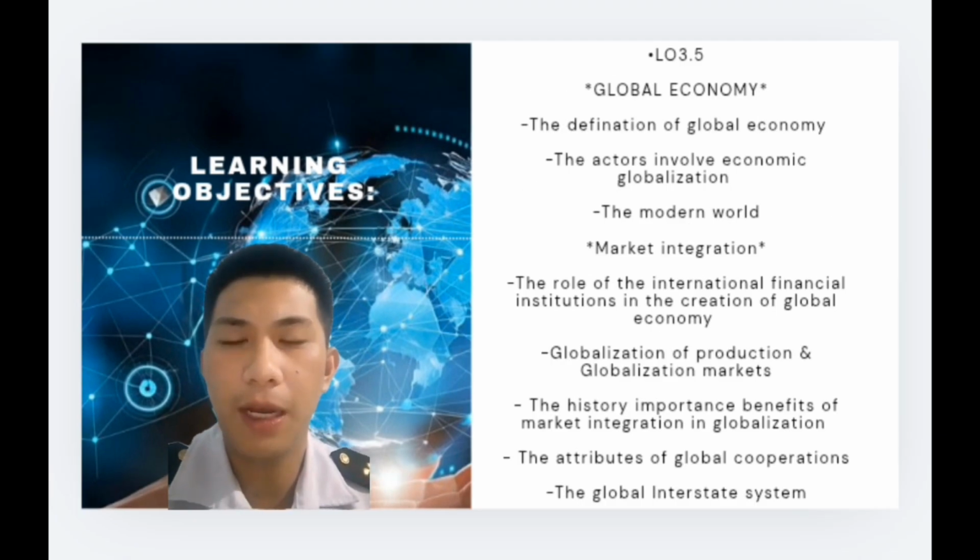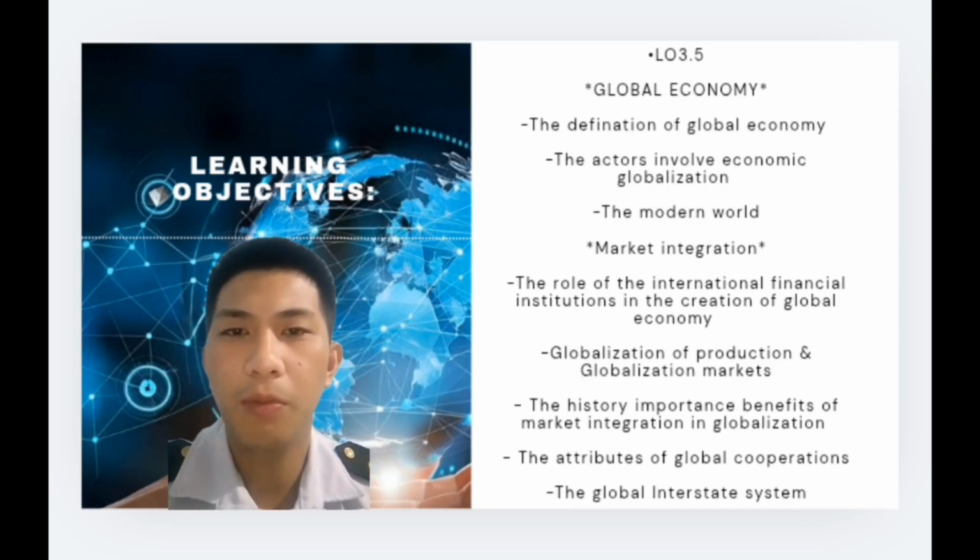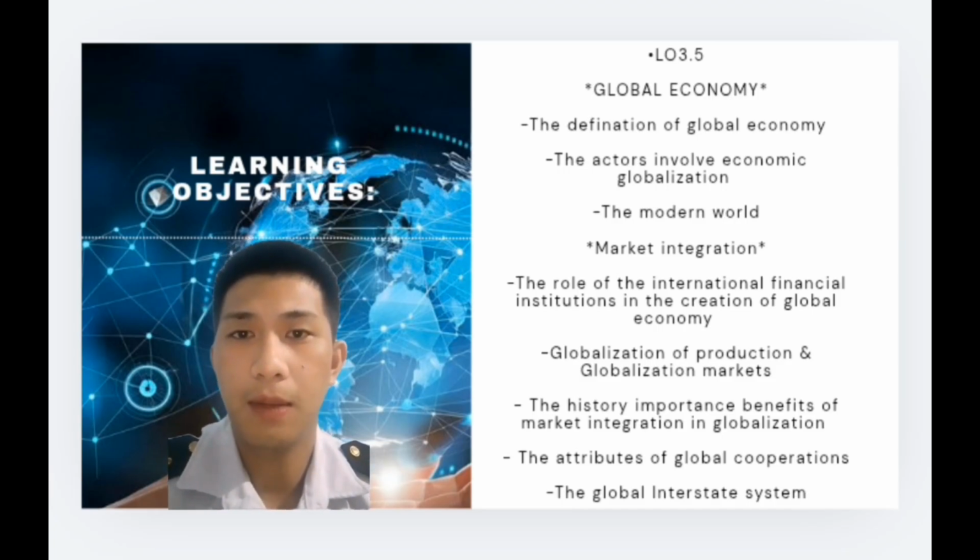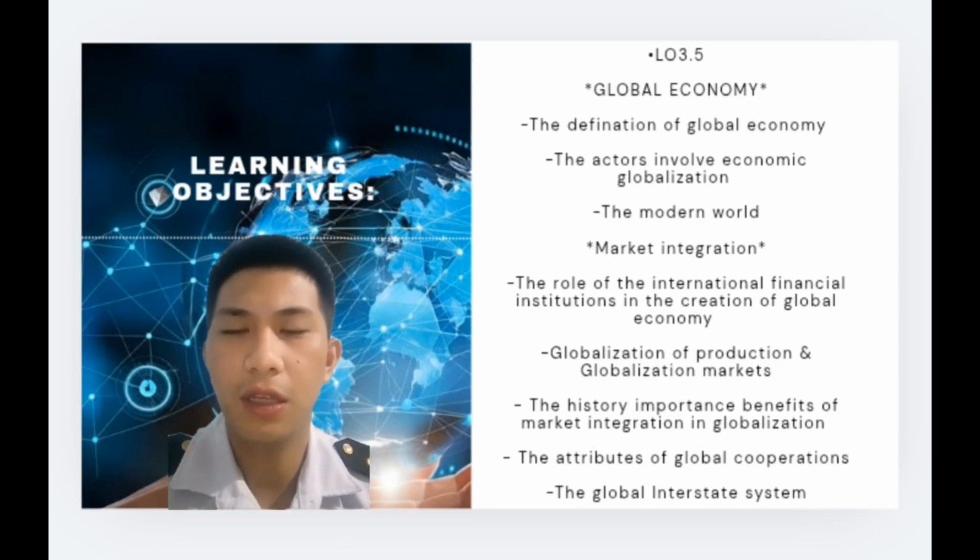For the global economy, the topics are the definition of global economy, the actors involved in economic globalization, the modern world system, and the stance on global economic integration. For market integration, they are the role of international financial institutions in the creation of a global economy, globalization of production, globalization of markets, the history, importance, and benefits of market integration and globalization, and the attributes of global corporations.